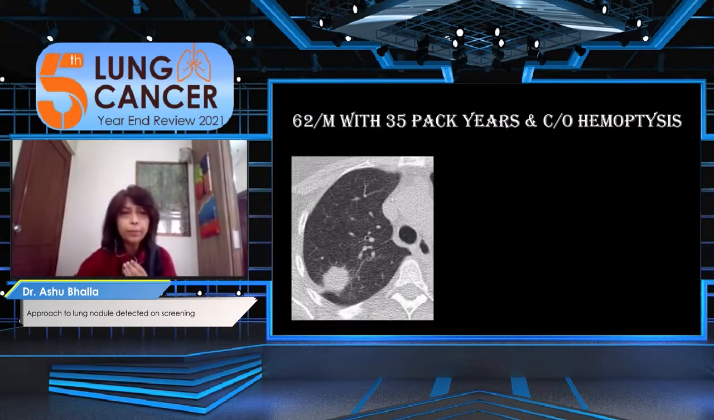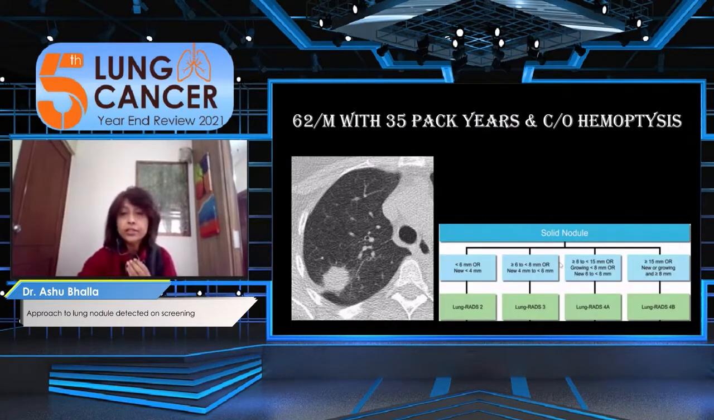Let's just look at a couple of examples before we wind up. A 62-year-old male, 35 pack years, complains of hemoptysis. This is the nodule which is detected. What should you place it under? So this is a solid nodule, we can see. We know these are our size criteria. More than 15 mm, spiculated margins. So should it be 4?